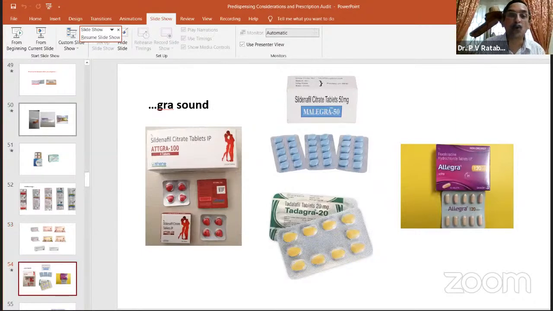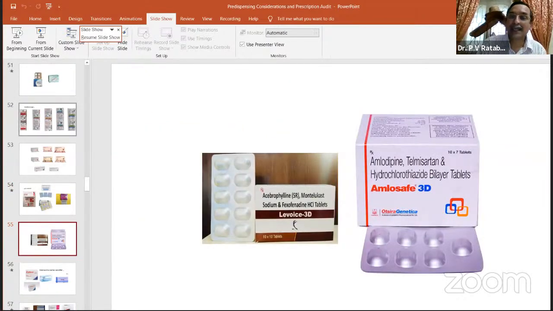And GRA sound, I already told you, if somebody has prescribed Allegra or asking for Allegra, and if you give Etgra or Malegra or Tadagra, they are totally different compounds. 3D are not the same. Amlosef 3D, I've seen one pharmacy where dispensed, instead of Amlosef 3D, which I had prescribed, the patient came back to me saying the Amlosef 3D is not available in the pharmacy, it has given Levois 3D. Amlosef 3D is for hypertension, 3 drugs together, whereas Levois 3D is bilastine, montelukast, and fexofenadine for allergy. Look at this. Just looking at 3D doesn't make the medicine same.